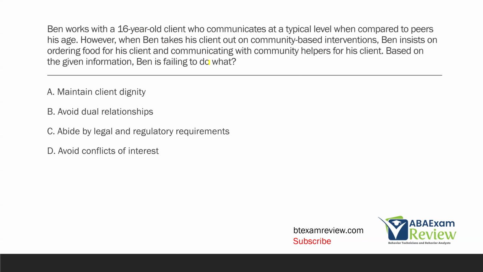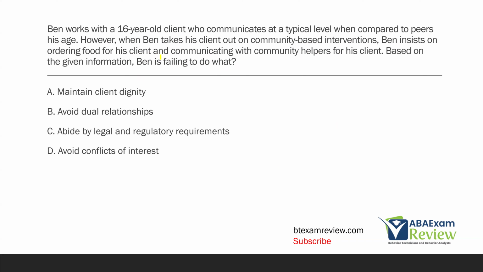Ben works with a 16-year-old client. He communicates at a typical level when compared to peers his age. However, when Ben takes his client out on community-based interventions, Ben insists on ordering food for his client and communicating with community helpers for his client. Based on the given information, Ben is failing to do what?